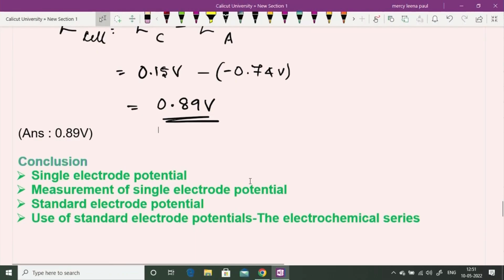So, today we have been seeing in this session what do you mean by a single electrode potential, how a single electrode potential can be measured, and what do you mean by a standard electrode potential. You have to maintain the standard conditions, and by measuring the standard electrode potentials relative to standard hydrogen electrode, you get a series known as electrochemical series, and which has got very high applications in electrochemistry.